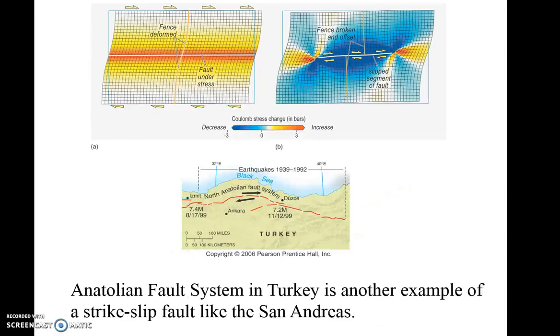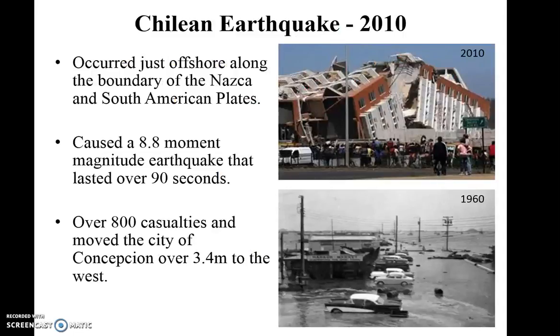So similar damage. This is looking at a similar fault characteristic that we see mirroring the San Andreas Fault, but it's not in California, it's in Turkey. So the Anatolian Fault system in Turkey is another example of a strike-slip fault, very similar to the San Andreas. We can see that the fault can be identified as having a lot of stress and tension from the plate movements. And then we can see that when the fault slips, that stress and tension moves, that energy moves and is released.